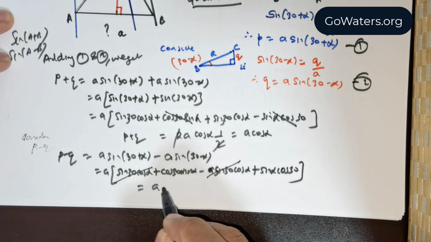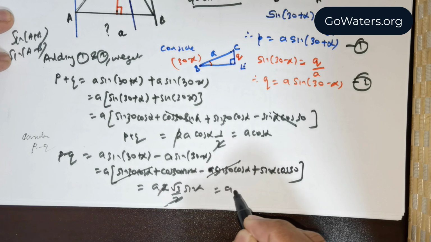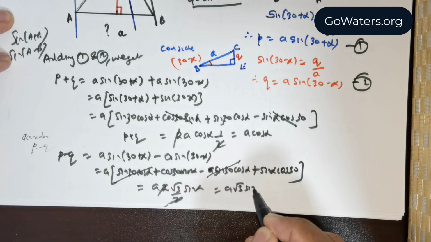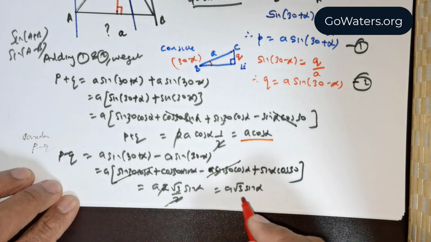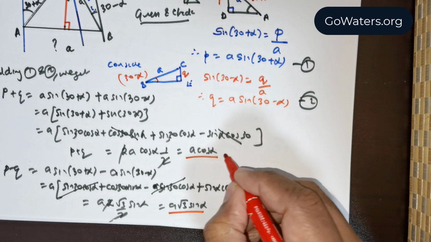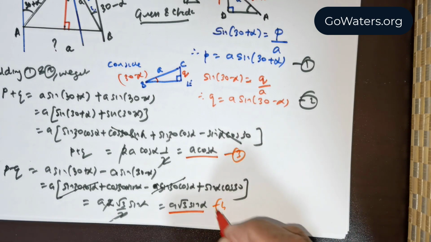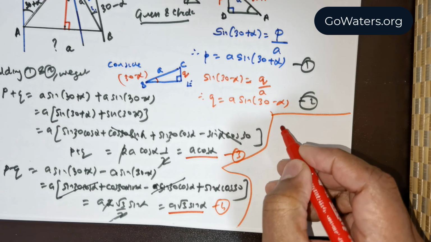But there are two components there. So this is going to be 2 times root 3 over 2 times sin alpha. The 2 gets cancelled, giving me A root 3 sin alpha. So I've got two components here. I've got this and I've got this. Now what I wish to do is take this as 3 and this as 4.